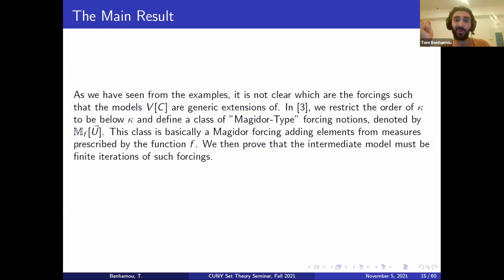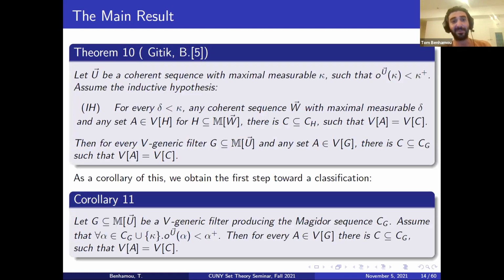and we defined so-called Magidor type forcing, which is what I said earlier. You simply have two functions which tell you from which measure you should pick the point from. This is denoted by M(f, U). And we proved that any such extension V[C] is a finite iteration of such forcings. Okay, so this is a classification: finite iterations of Magidor type forcing. If we have time, we'll prove this classification, but the main part is to prove theorem 10.